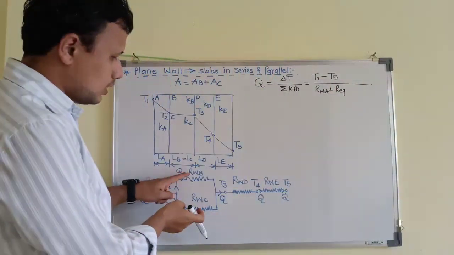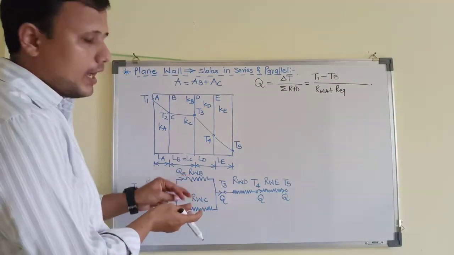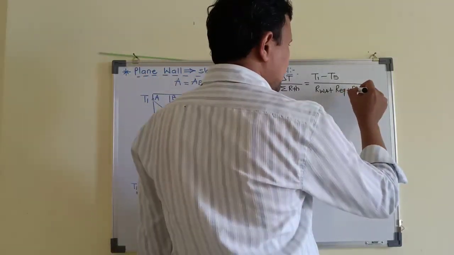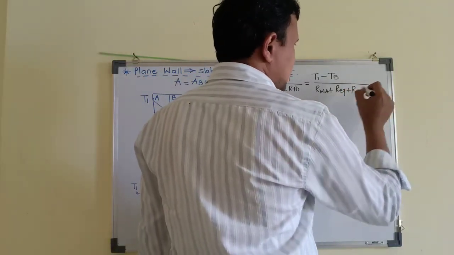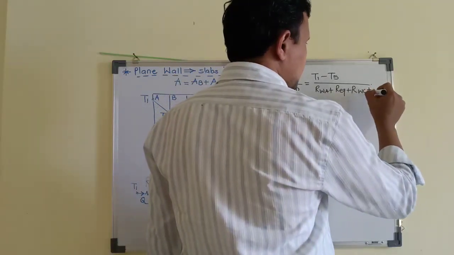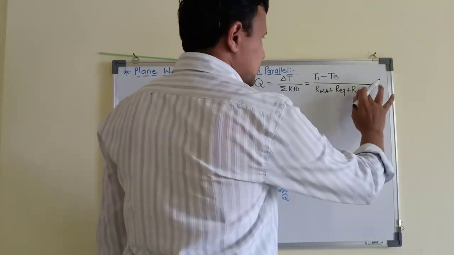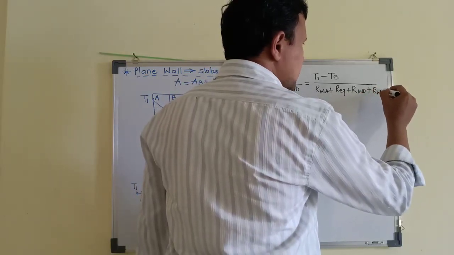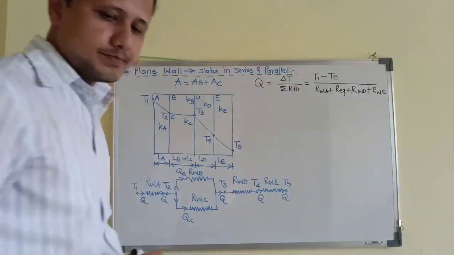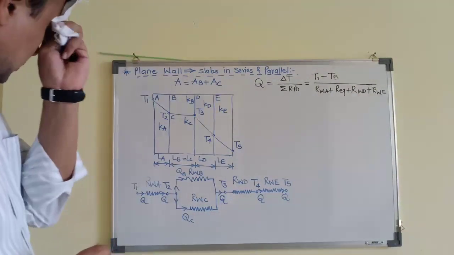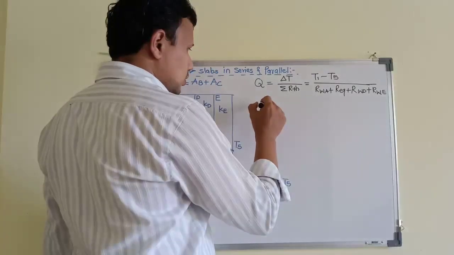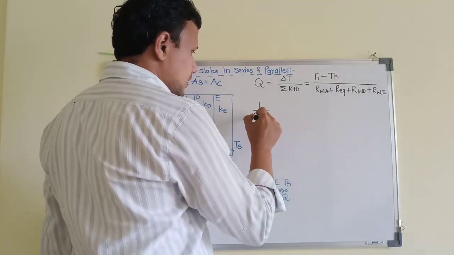Why? Because these two are in parallel with each other. We have to convert them into an equivalent thermal resistance. Then there will be the wall C thermal resistance by conduction. My mistake, this will be because of material D, and then finally the conduction resistance because of material E. Now, how to determine this R equivalent? The equation is simple. As we know, this R equivalent is given like this.